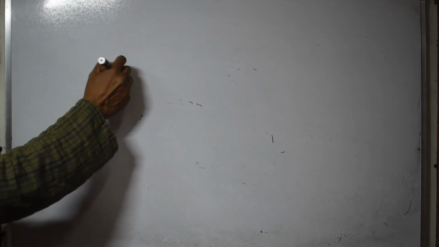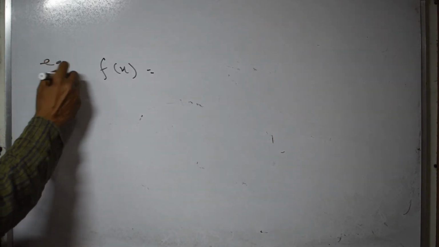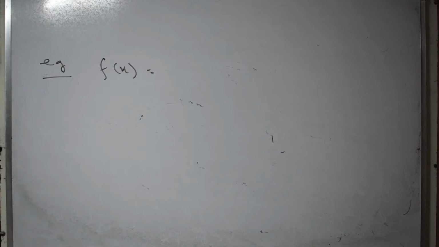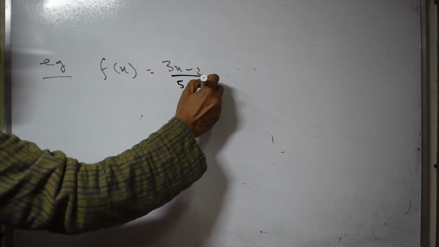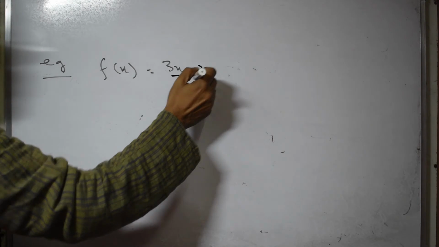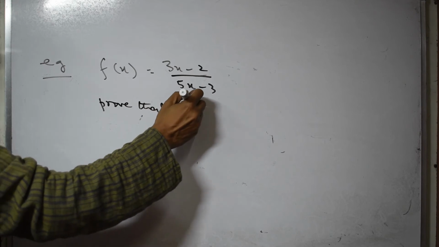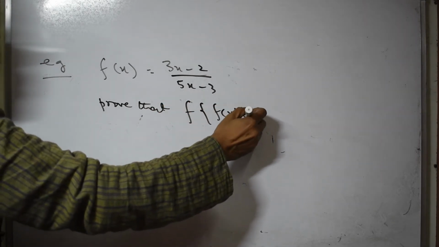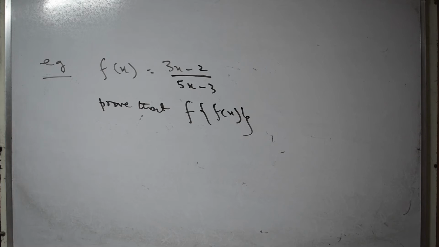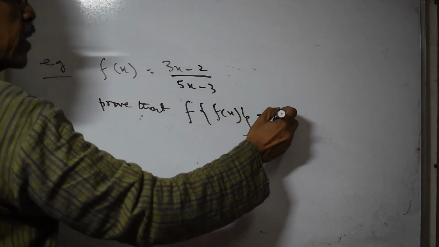Now coming to another example of a function f(x). Another example we are doing: f(x) is equal to 3x minus 2 by 5x minus 3. Now what is required to be shown? Prove that f of f(x) is equal to x. This is the question.